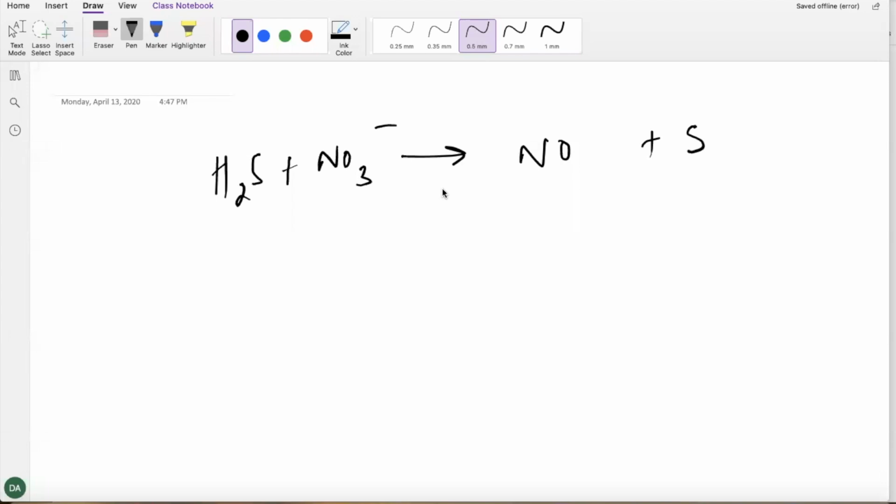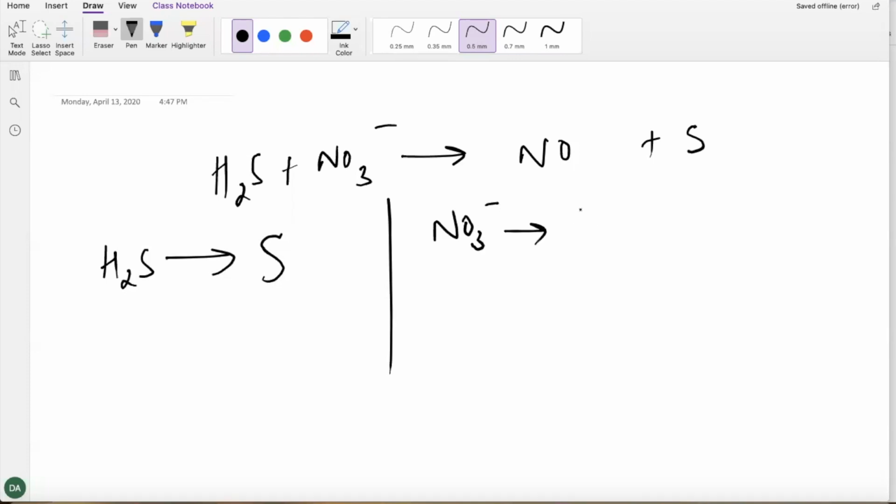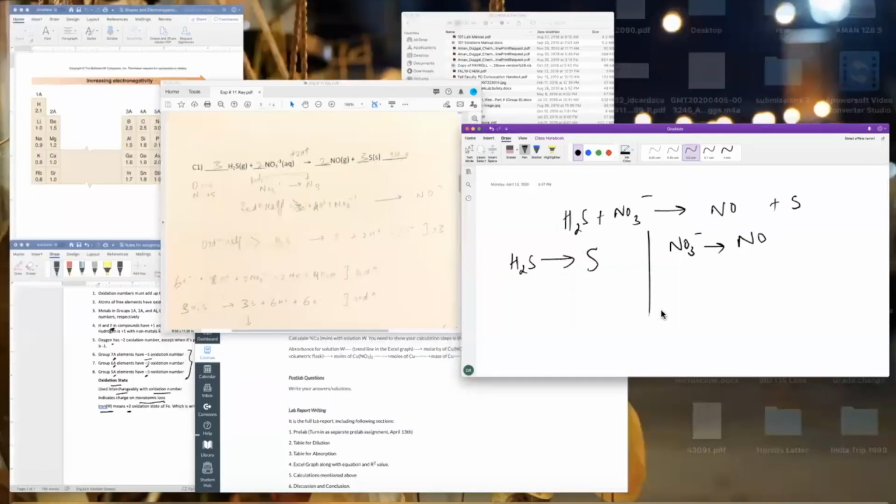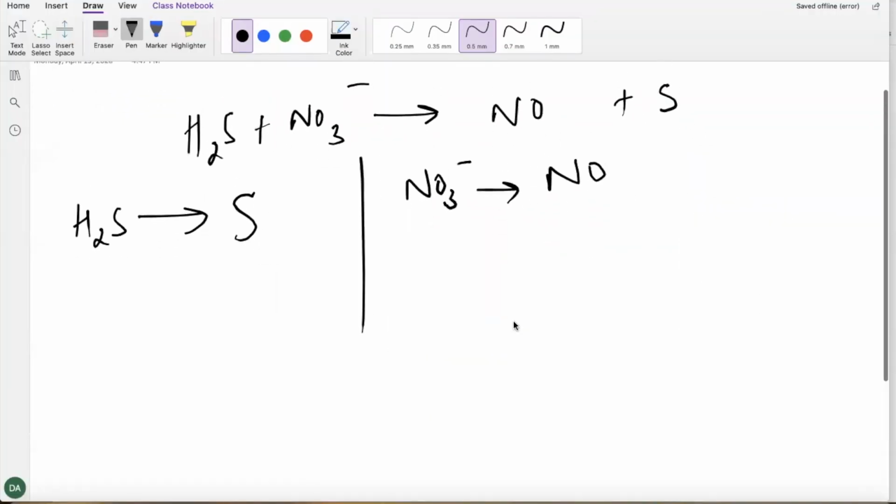Step one, we've got to split them up, right? So when we split this up, how should we split this up? We'll have H2S, and then on the other side of the arrow, the S, sulfur. And then we should pick NO3 negative, and it turns into NO. Similar things, you're going to pick them together and place them with each other. This was our first step, split into halves. What's our next step?